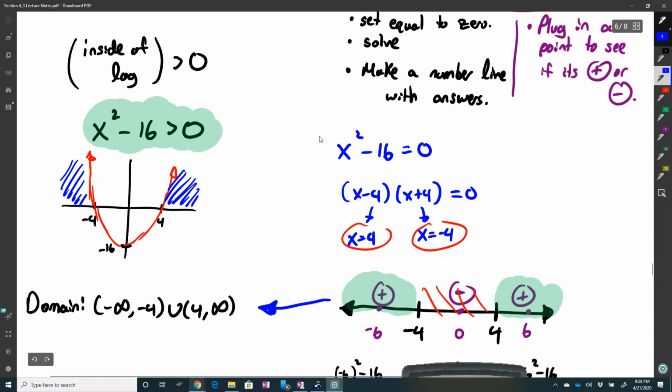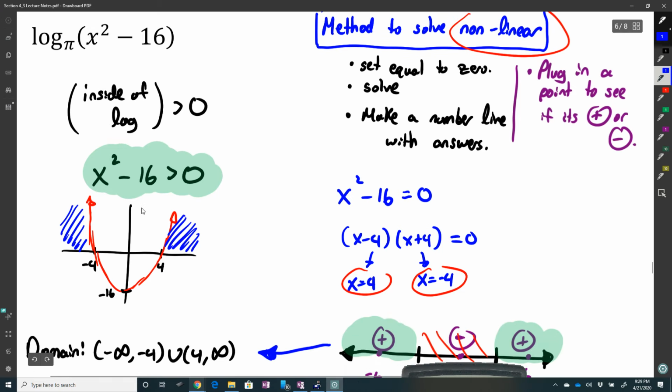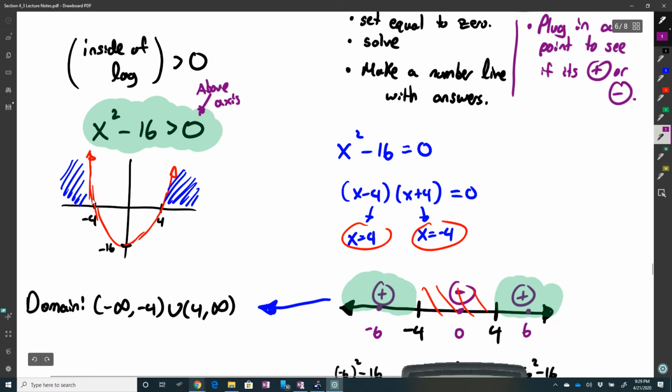You can use the graphing approach. I didn't graph the log, I graphed the inside. The inside was x squared minus 16. I know what the graph of that looks like. And I'm looking for where it's greater than 0. Greater than 0 just means above the axis. Well, this parabola is above the axis everywhere to the left of negative 4 and everywhere to the right of 4. In the middle, it's below the axis, so I don't count it.